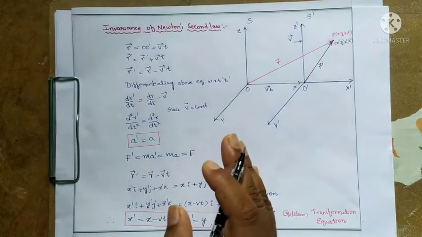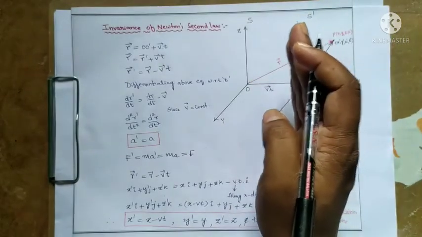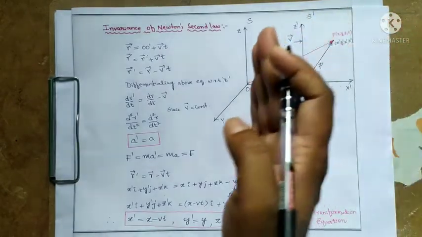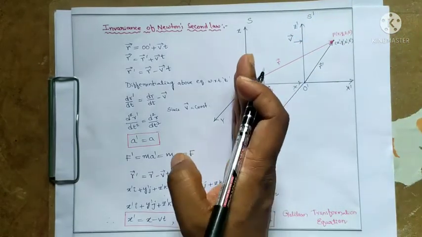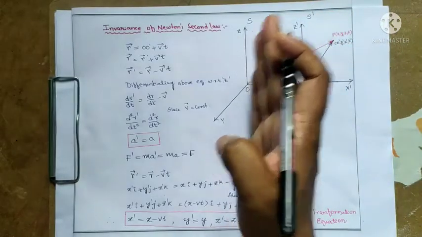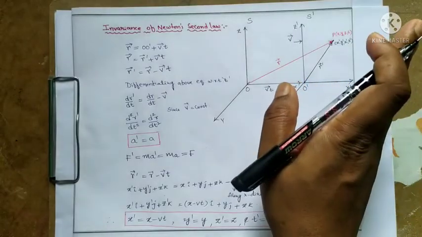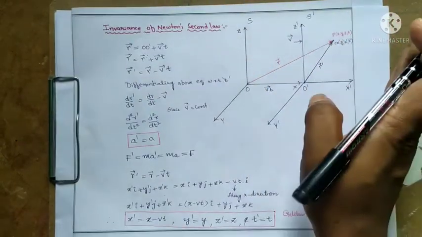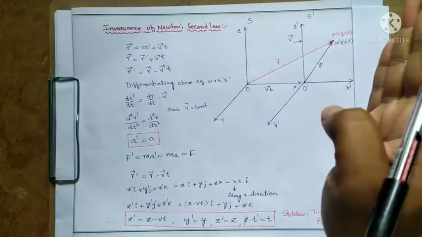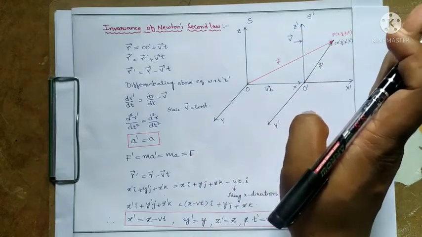In this concept, I am going to show that Newton's second law is invariant. Invariant is nothing but unchanged in two frames of reference. One frame is fixed and the other frame is moving with constant velocity. So in both frames, Newton's laws are applicable, they are not changing. That is what is going to be proved here, if the second frame is moving with constant velocity, that is, it is not accelerated.